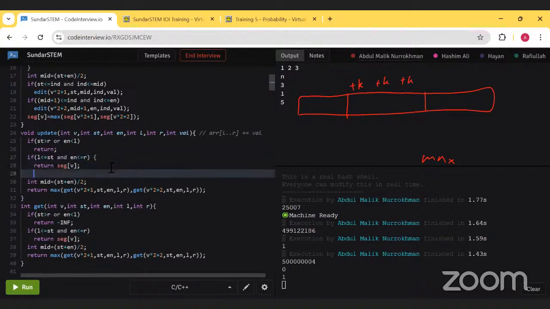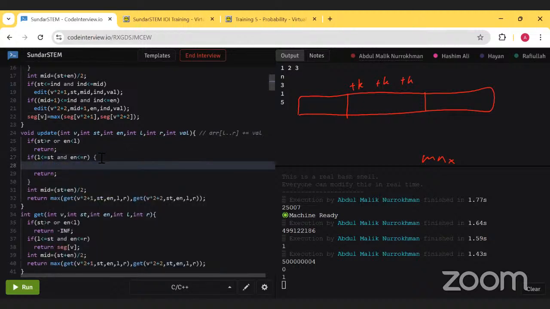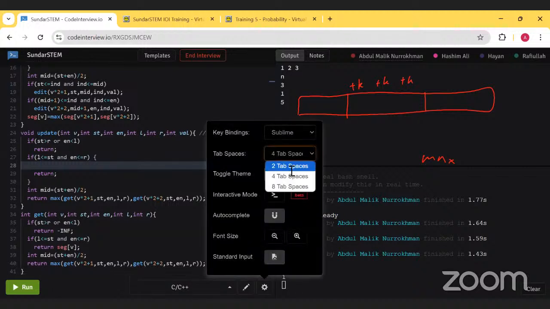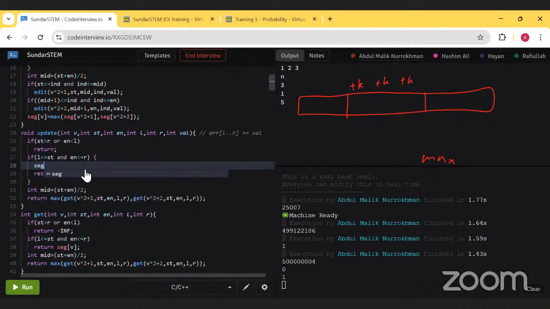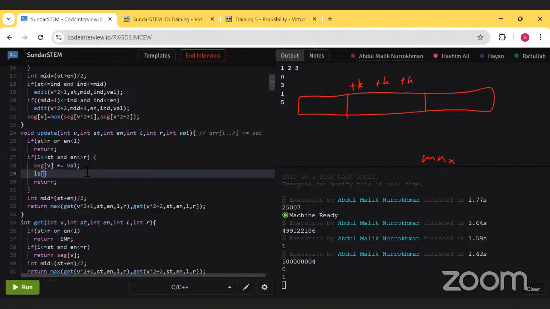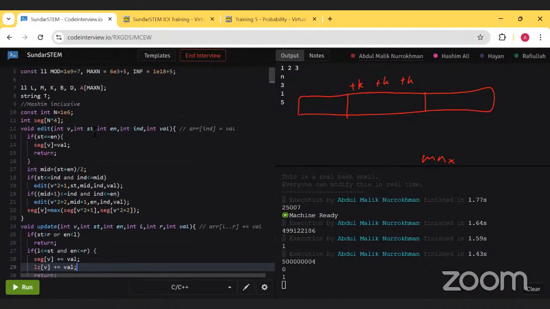But if we update the whole range, then we have to add like this. First, the segment p will be added by value, and so is the lazy added by value. So not only storing the value, we are also storing the lazy.